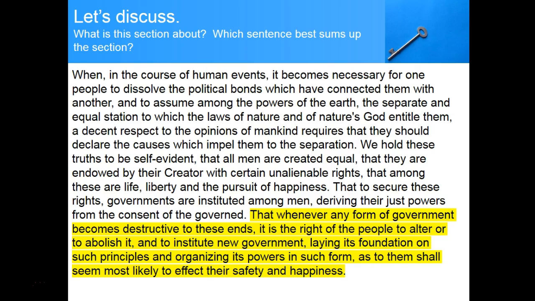So when a government becomes destructive, when it's no longer working and no longer looking out for the best interests of its people, then it's the right of those people to change or to just get rid of that government and start a new one.